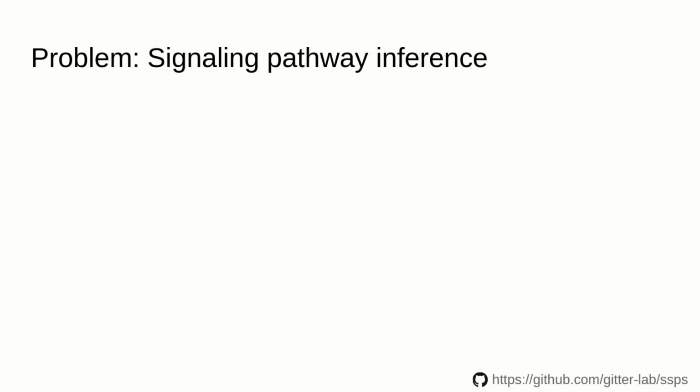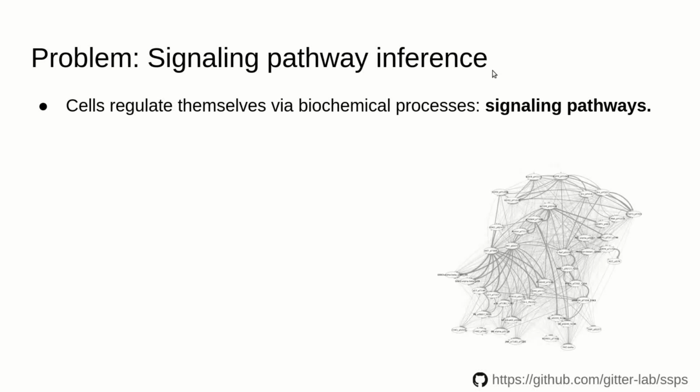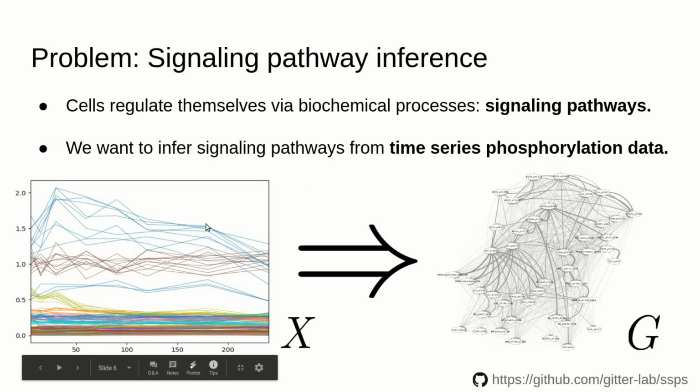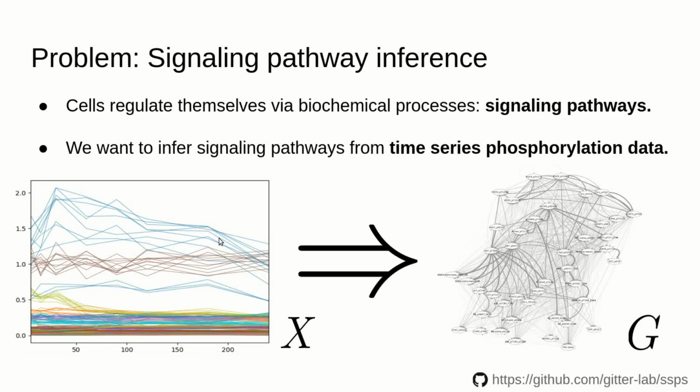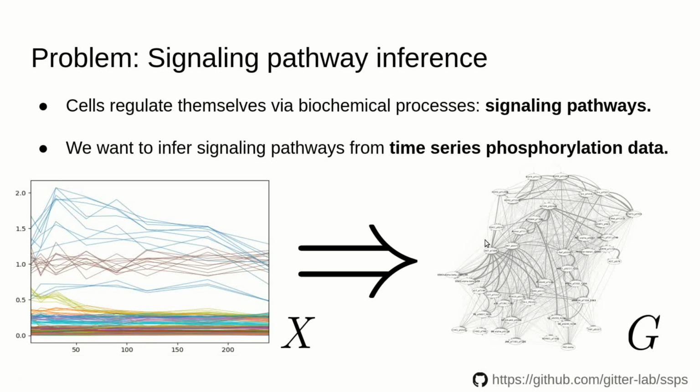So some motivation to start with. We're trying to solve a problem called signaling pathway inference. Here's the idea. Cells regulate themselves via complicated biochemical processes called signaling pathways. You can think of a signaling pathway as a directed graph where the nodes are proteins and the edges are regulatory relationships between them. We want to infer signaling pathways from time series phosphorylation data. In these slides, I'll use the variables x and g to refer to time series data and graph structure, respectively.